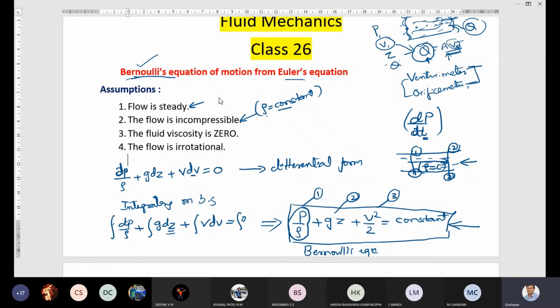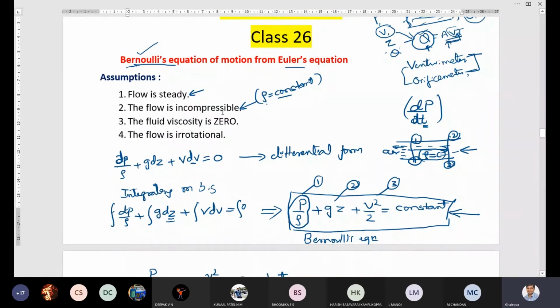It may be 1000, it may be 780, 800, depends upon the type of the liquid which is flowing through this pipe. So almost it will be applied for liquids only. If you consider some gases, for example, air, the density will change. So this assumption will not be satisfied. Here we are assuming that the flow is incompressible, so density is constant during the flow or between two sections where you apply Bernoulli's equation.